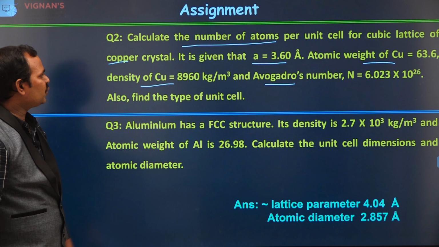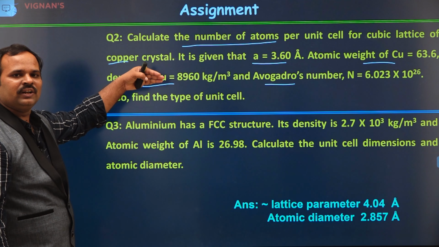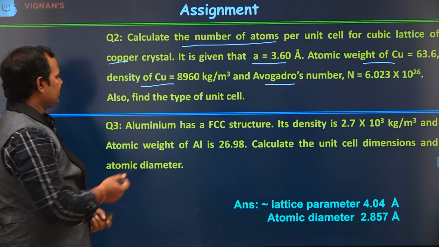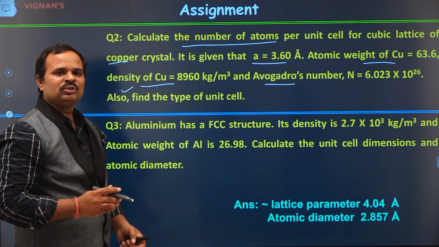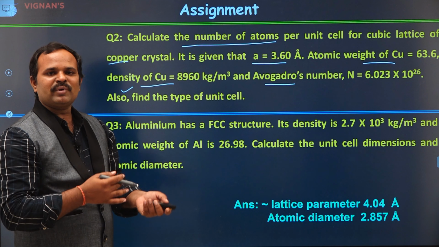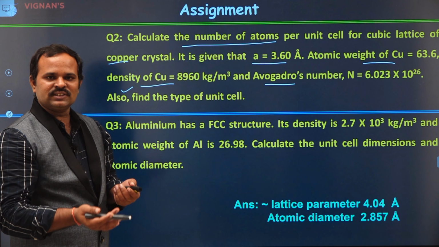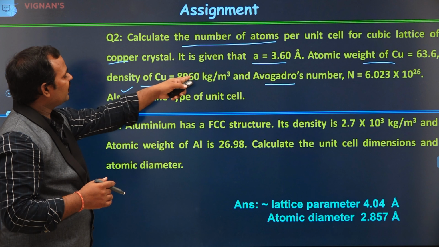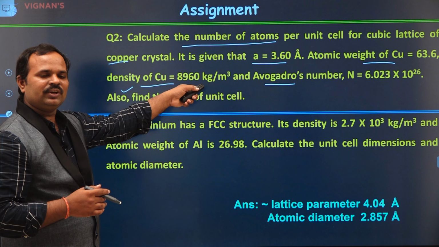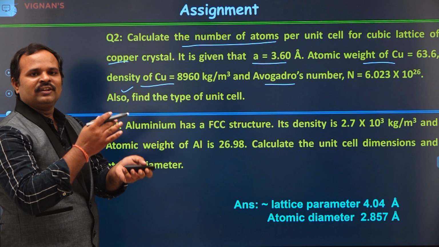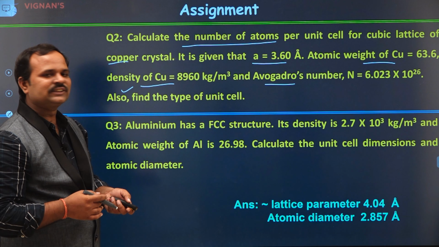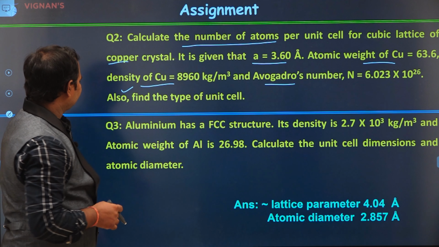Once you know the number of lattice points per unit cell, you should be able to understand which type of cubic system it is. That means you should also find the type of unit cell, whether it is simple cubic, body centered or FCC. Here the hint is that you should use the relation between the density of the crystal and the lattice parameter: rho is equal to Nm by Na a cube.